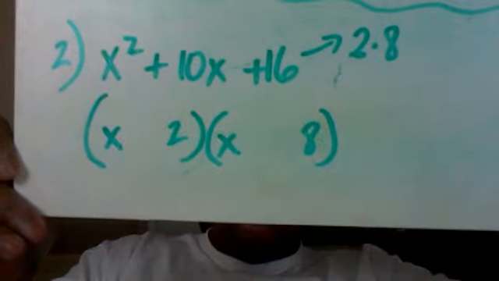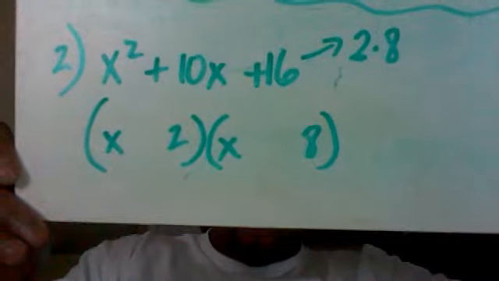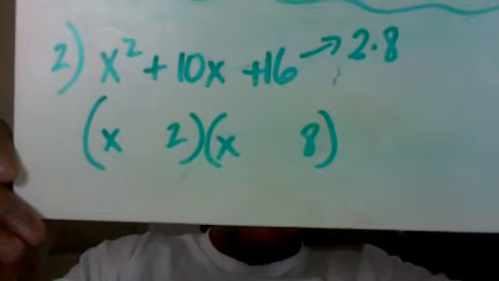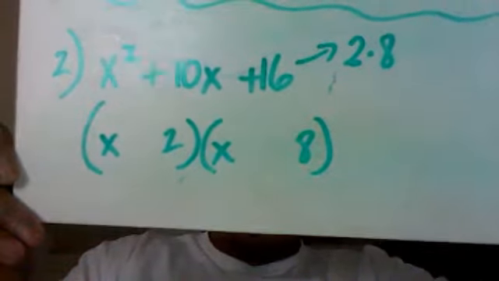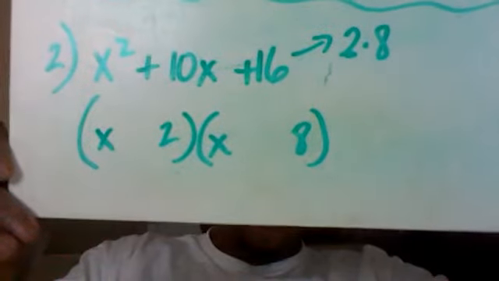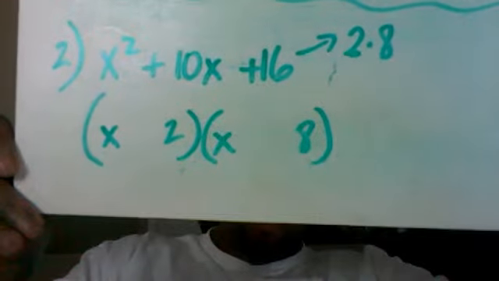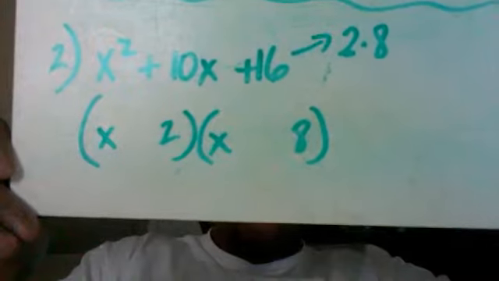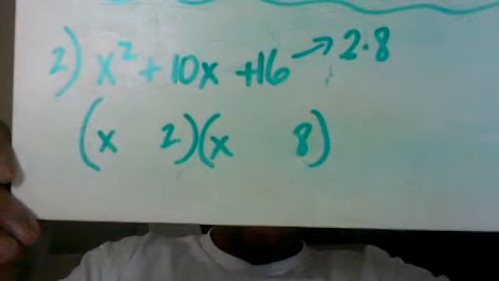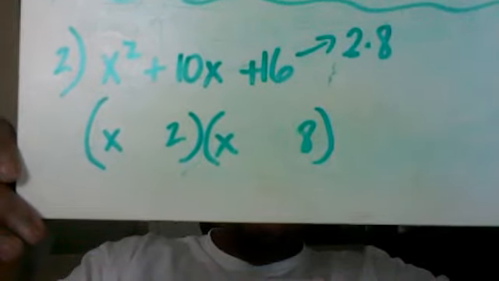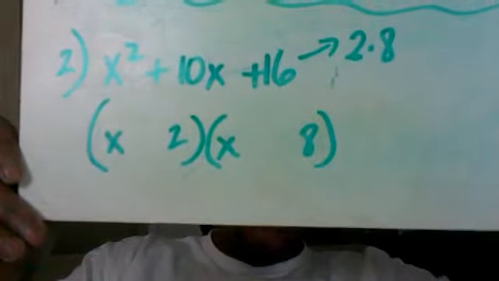Alright, this one's easy because you have a positive in both of them. Say you got plus 16, you got plus 10. So that tells you it has to be positive. Alright? The only way you can get a positive 16 is by doing plus 8 and plus 2, or negative 8 and negative 2. But since you see the plus 10 in the middle, you know it has to be positive. Alright? So it's plus 8 and plus 2.